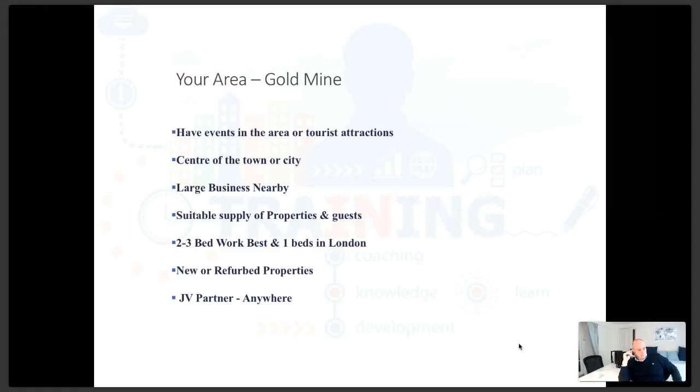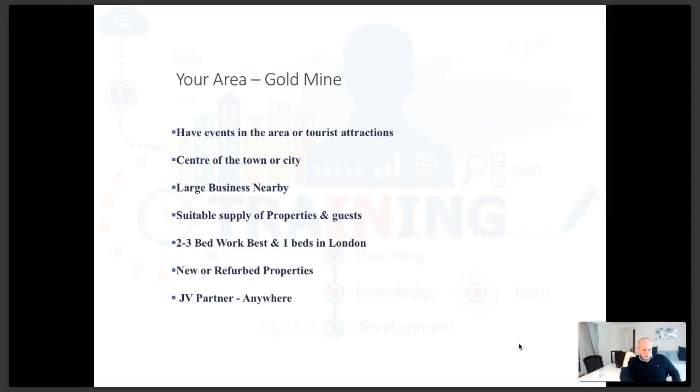Center of town or city, you need somewhere where there's plenty of attractions. It's going to be a big town or city, and you need plenty of guests available who will be coming to that area and visiting that area. There's due diligence that you can do, and what we show you and how we teach you, you will know that within minutes.